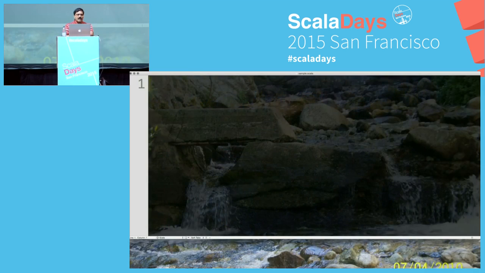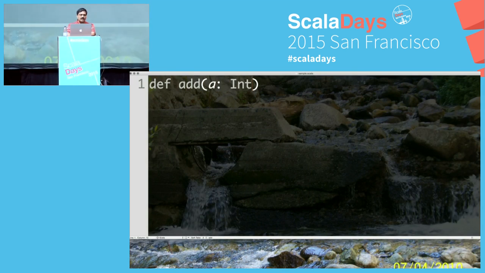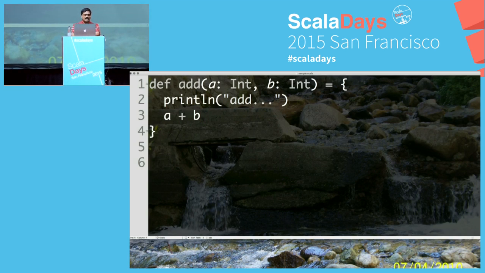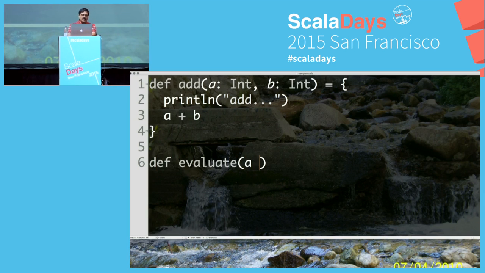Let's understand what that really means with a little example. Let's say we define a function called add, which takes two values, integer a and integer b. Within this method, I'm going to simply print add over here so we can actually see it being called, and then return a plus b. That's my add function. Let's define a function called evaluate, which takes an integer, we'll call it input, and I'm simply going to return the input given.